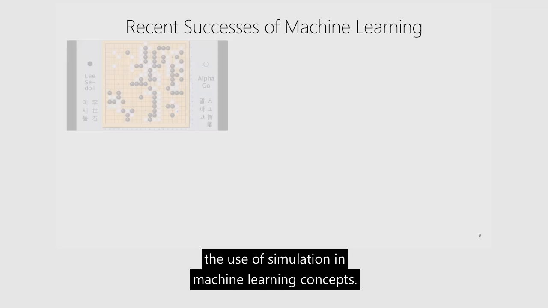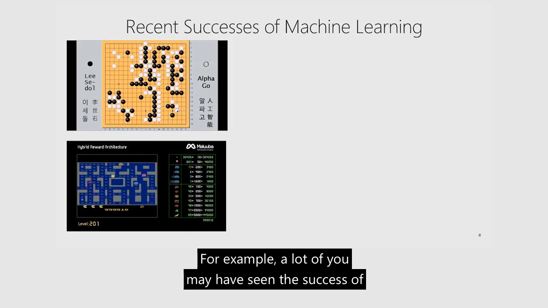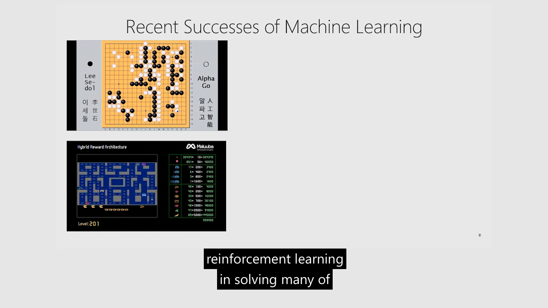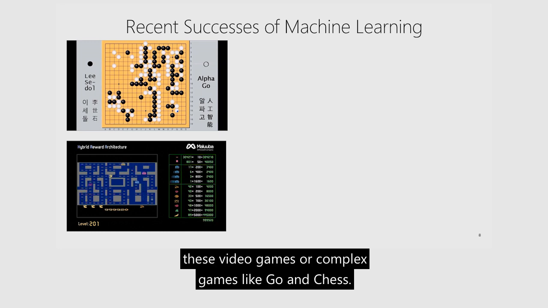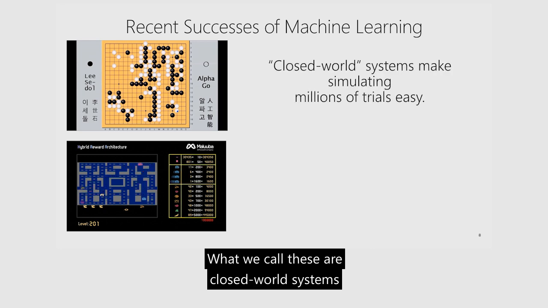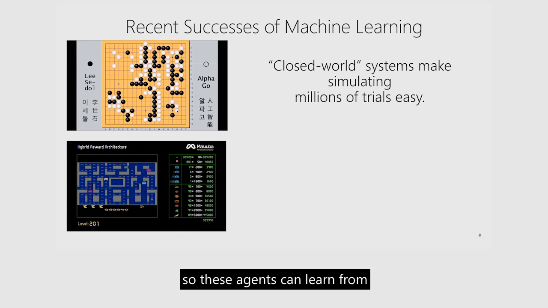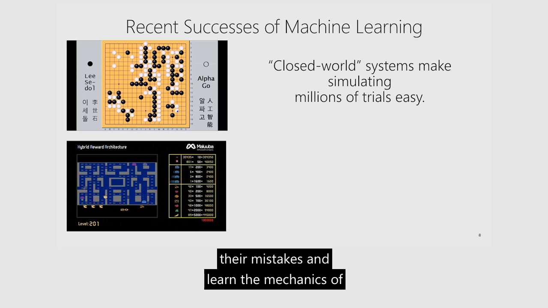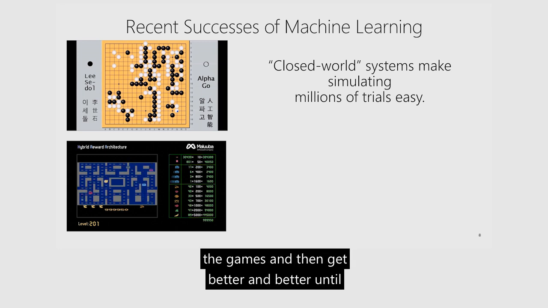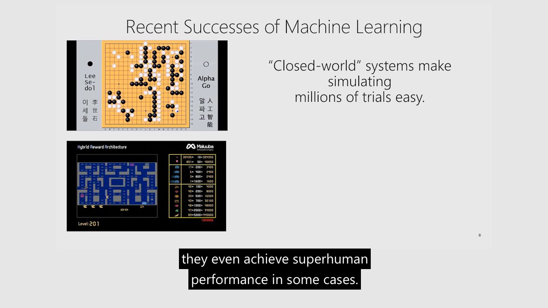Even if we consider just machine learning, we have seen a lot of success in the use of simulation and machine learning concepts. For example, a lot of you may have seen the success of reinforcement learning in solving video games or complex games like Go and chess, right? These are what we call closed world systems that let you simulate millions of trials in a very easy fashion. These agents can learn from their mistakes and learn the mechanics of the games and then get better and better until they even achieve superhuman performance in some cases.